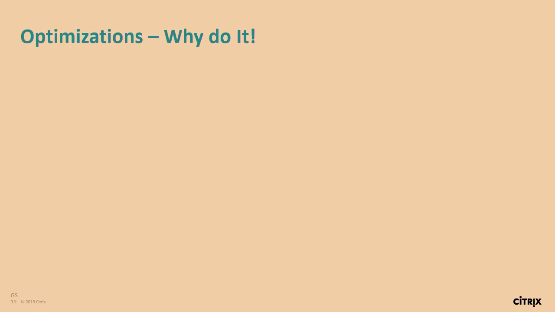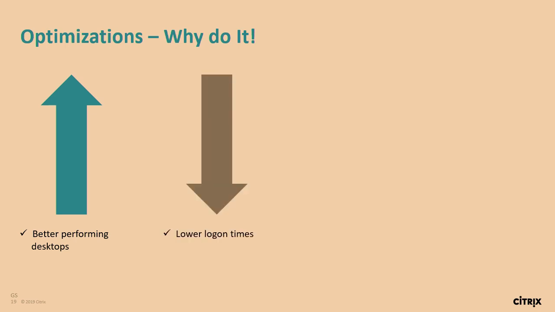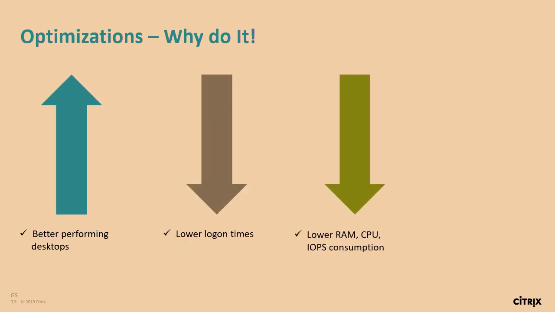So, optimizations. Why do we do optimizations? We do it for better performing desktops, lower logon times, lower RAM and CPU, and increased user density, so more users and desktops per hypervisor host.